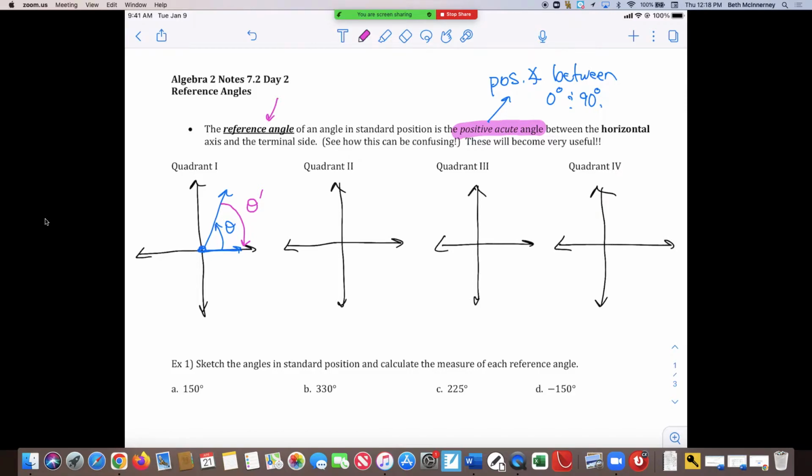And we call the reference angle theta prime. I'm going to write that out for you. We call it theta prime.